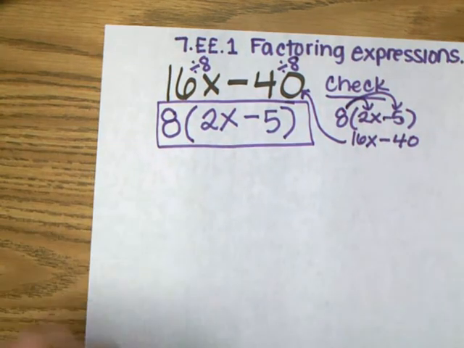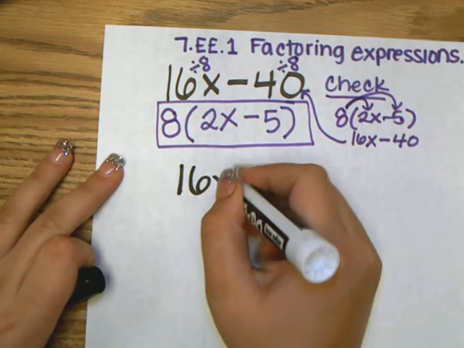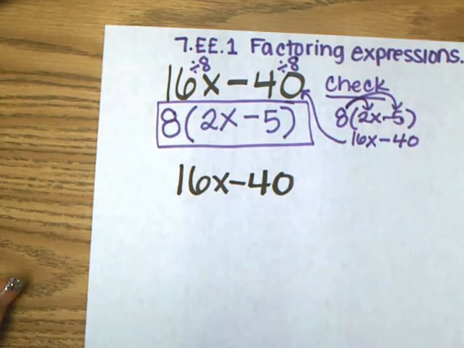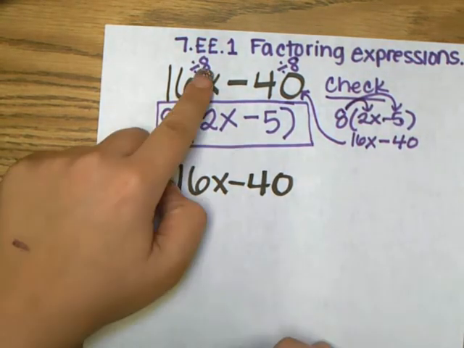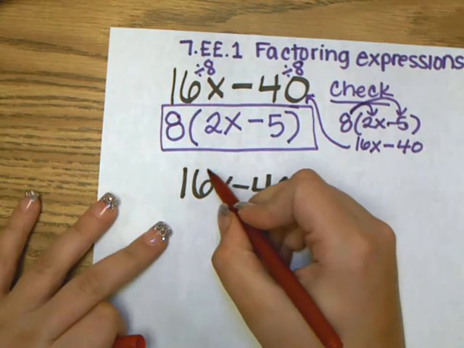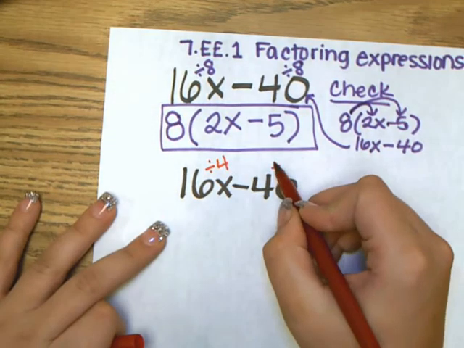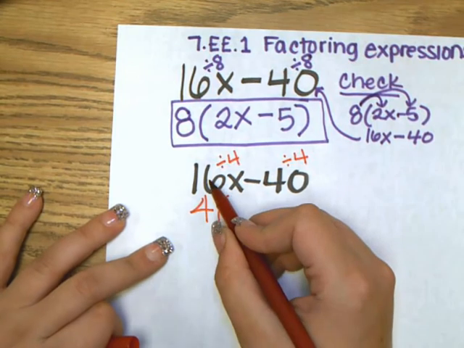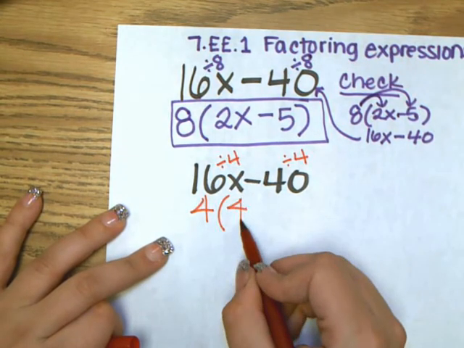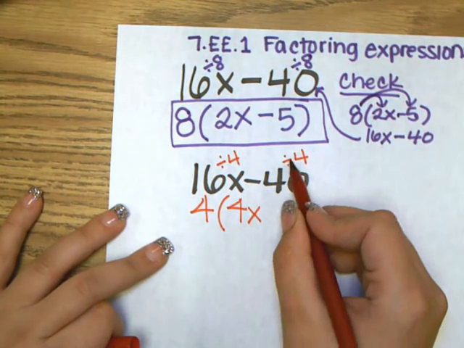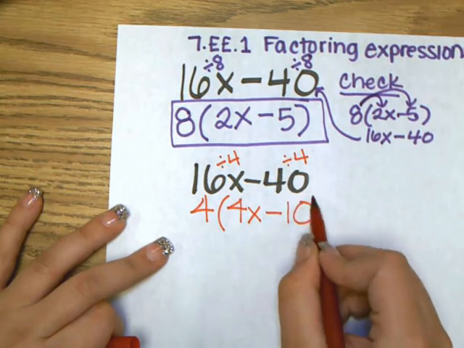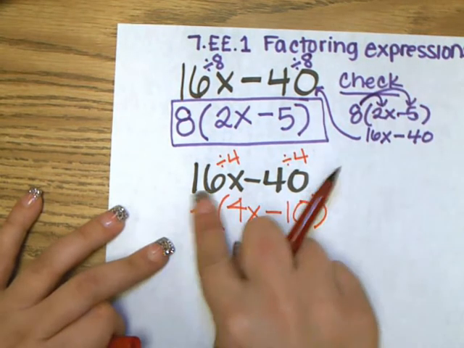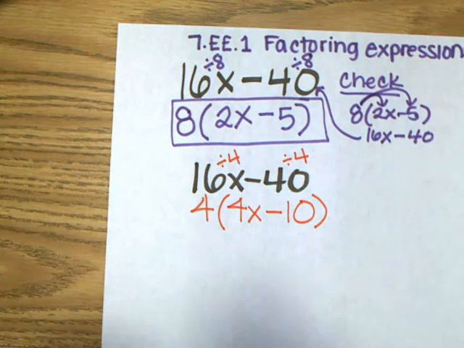Now I'm going to redo this same problem again. And let's say you picked the wrong GCF. Let's say instead of 8, you accidentally thought 4 was the greatest common factor. So let me show you what yours is going to look like. 16 divided by 4 is 4, and negative 40 divided by 4 is negative 10. This is not the same as this answer because this was not the greatest common factor.